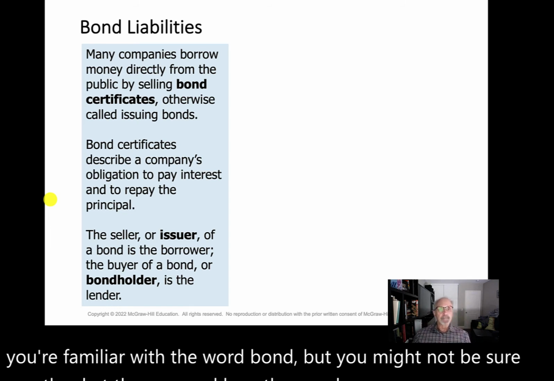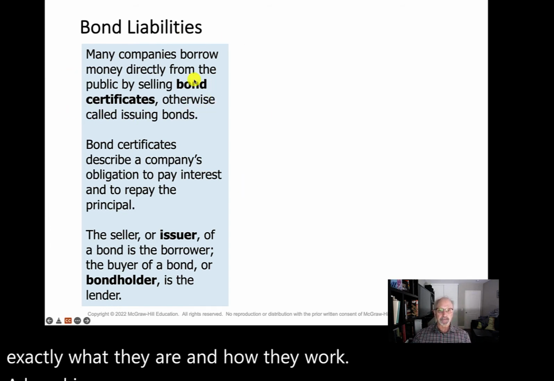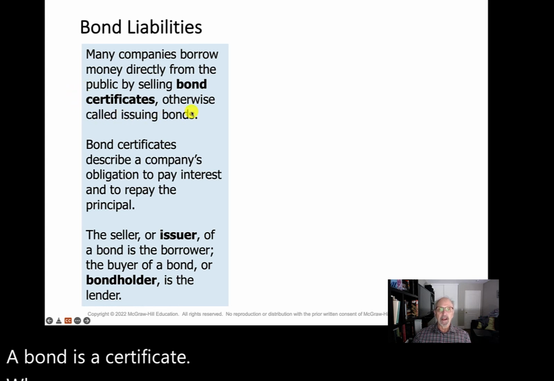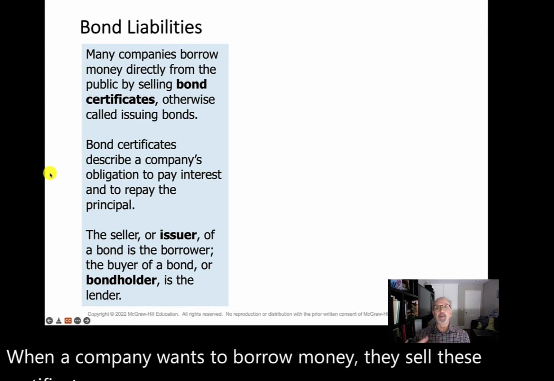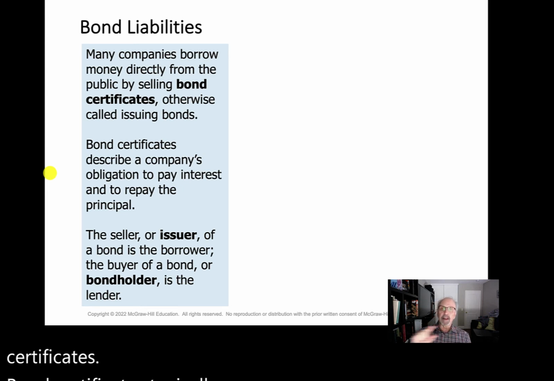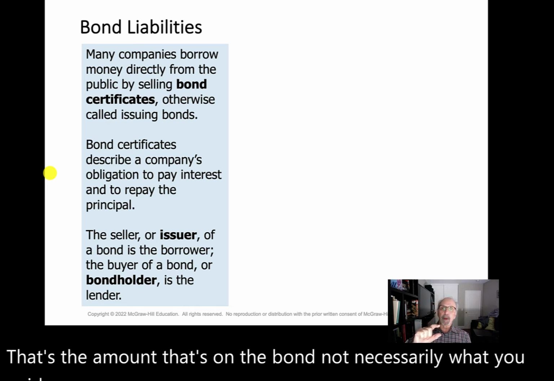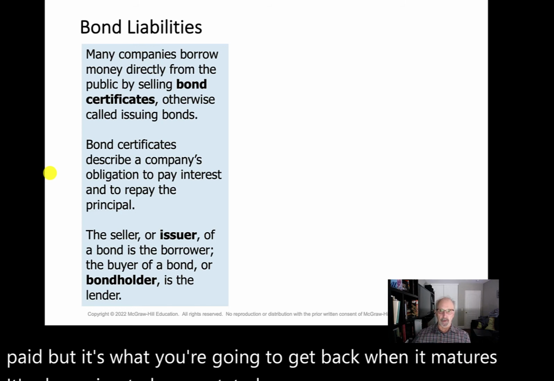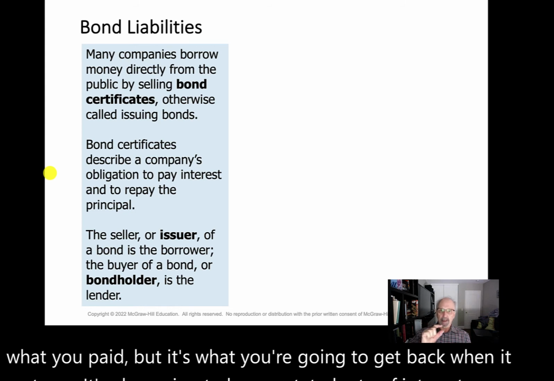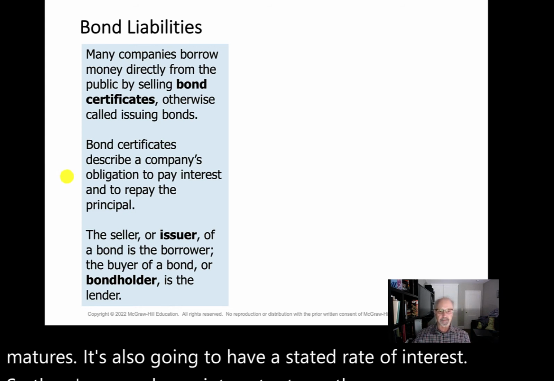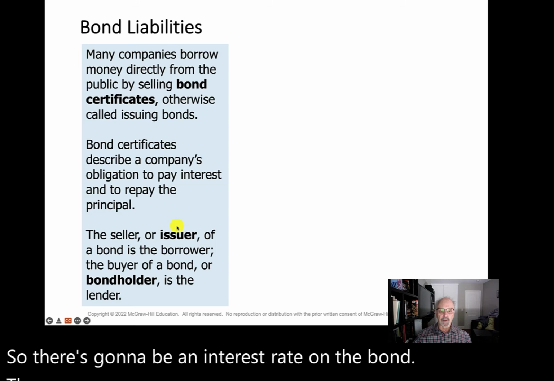A bond is a certificate. When a company wants to borrow money, they sell these certificates. Bond certificates typically have both what's called a face value, that's the amount that's printed on the bond, not necessarily what you paid, but it's what you're going to get back when it matures. It's also going to have a stated rate of interest. So there's going to be an interest rate on the bond. The seller is called the issuer, the bond buyer is called the bond holder.